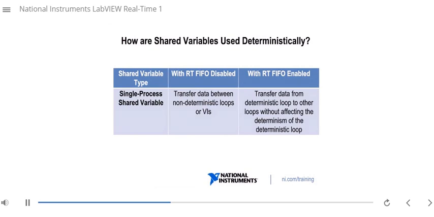These shared variables that we just described can be used non-deterministically and also deterministically. If we take a look at this table, we're talking about a single process shared variable, and there's an option on there called the RT-FIFO, and you can either enable it or disable it. If you have that single process shared variable with the RT-FIFO disabled, then you can use that shared variable to transfer data between non-deterministic loops or VIs. However, if you enable the RT-FIFO option, then you'll be able to use that shared variable to transfer data from the deterministic loop to other loops without affecting the determinism of the deterministic loop. So if you're placing this shared variable inside a deterministic loop, you definitely want to enable the RT-FIFO option.